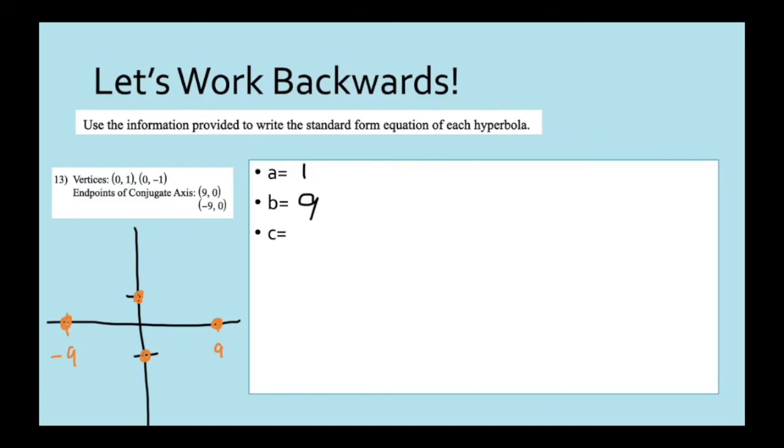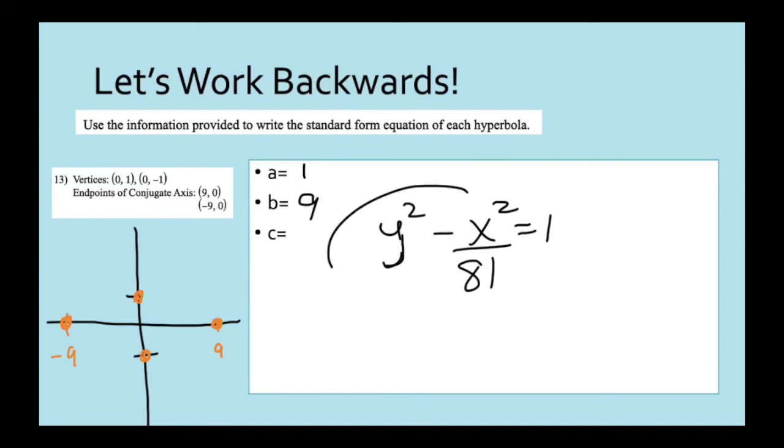Since my vertices are here on a vertical, that means that y is listed first, or it's on the y-axis. So that means our y is going to be listed first. For hyperbolas, the a squared value is always listed first, and 1 squared is 1. Then the b squared value is next. 9 squared is 81. You do not have to list the fraction line or the 1. We have found our equation. Let's move on to the next one.